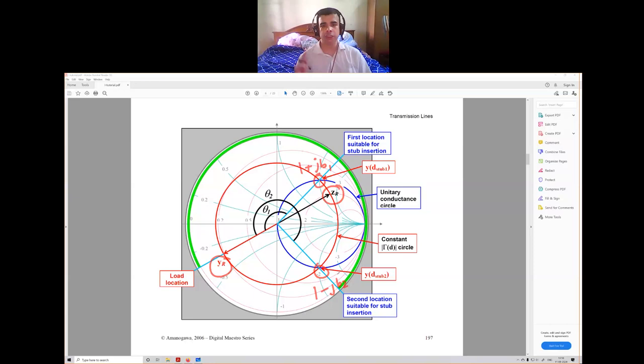Now here, if we put a short circuited stub whose admittance is minus jB1, we have a match. Here, if we put a short circuited stub whose admittance is plus jB2, we get a match. That is what we need to do in single stub. The only thing remaining is to calculate the length of D stub and L stub. Is it okay so far? Any questions so far? I will answer, and we'll continue with the next.